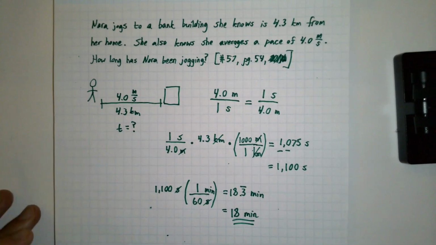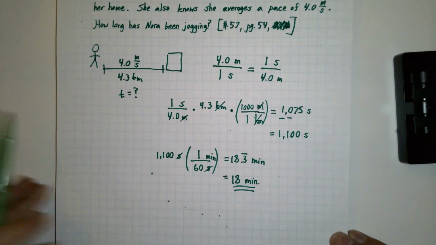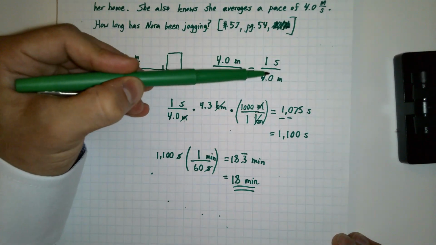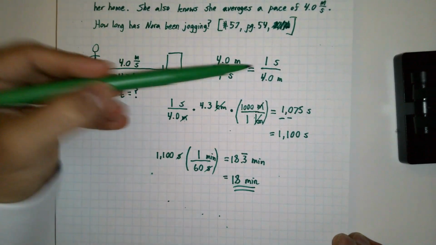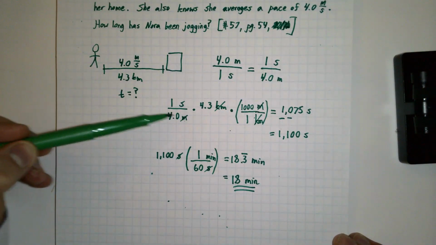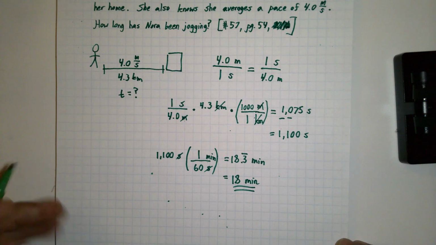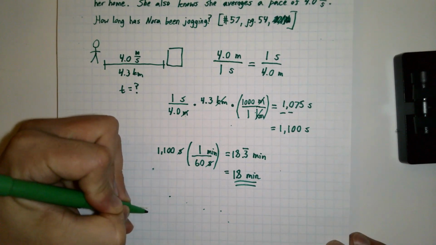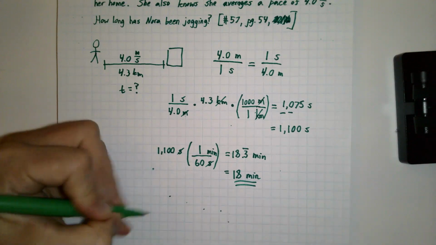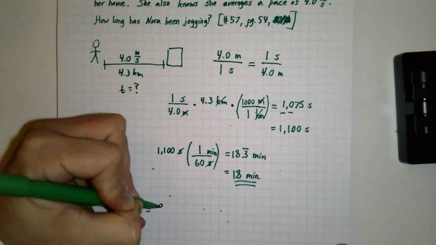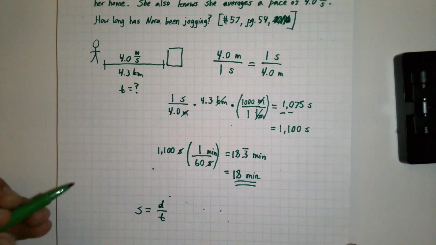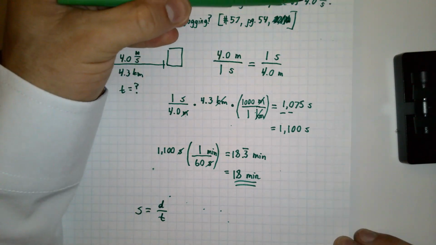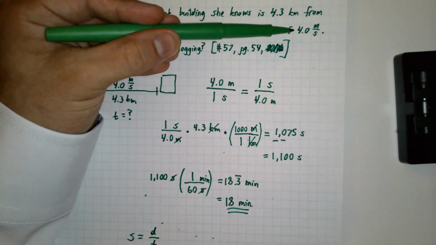Now, I could have done this a little bit differently. Instead of doing this sort of swap here of meters per second, changing it to seconds per meter, so that I could do this sort of math here and cancel the units, I could also recognize how we define velocity or speed. Speed is distance over time, right? I have her speed here. What's her speed? Her speed is 4 meters per second.